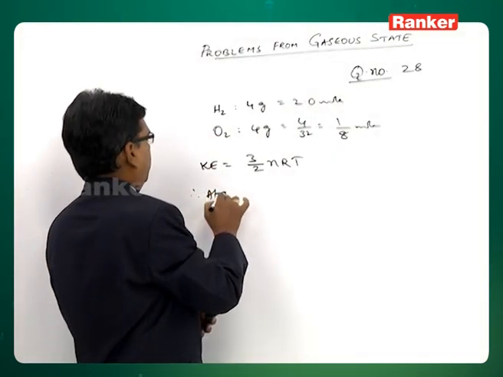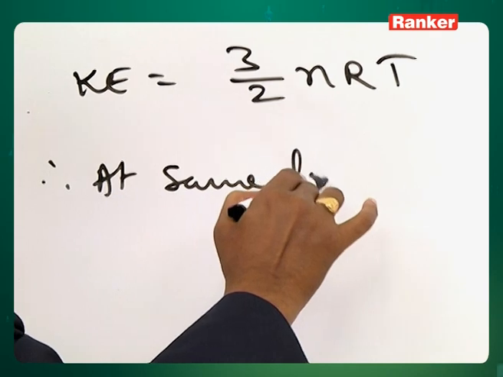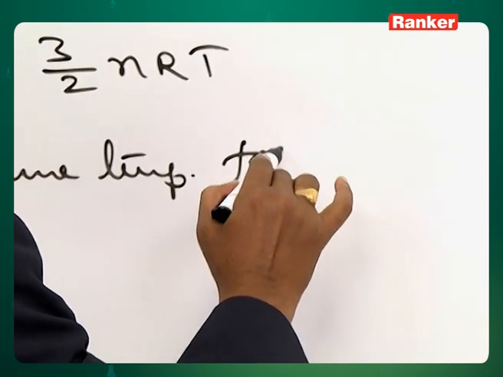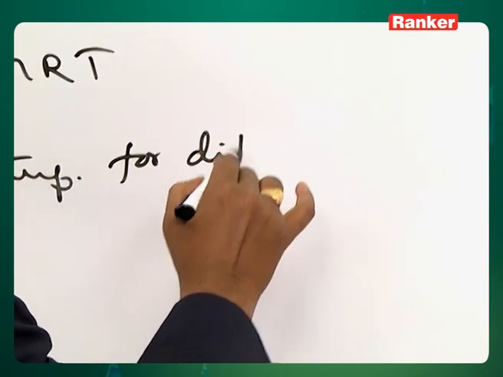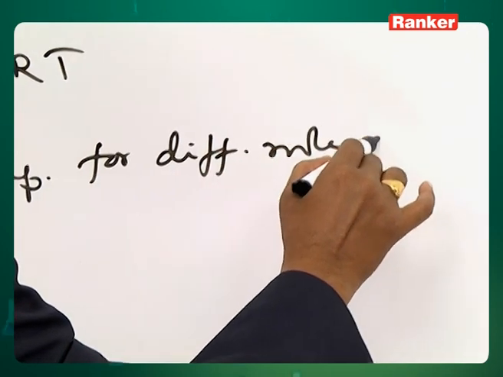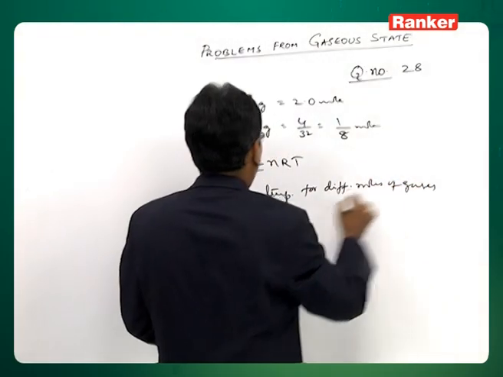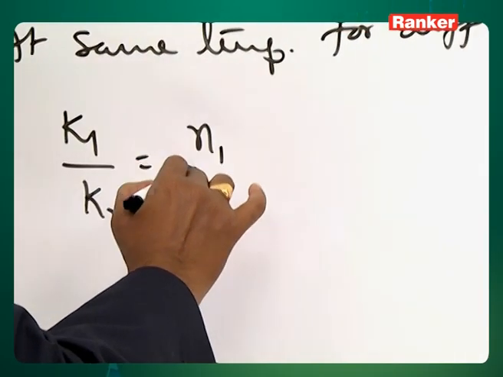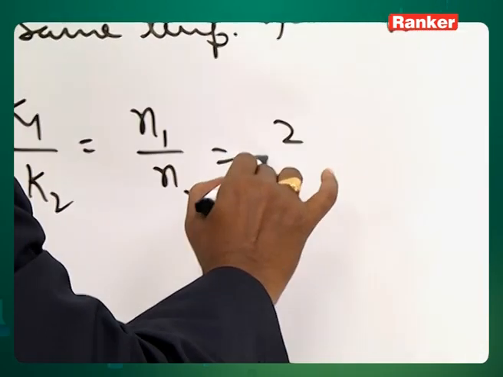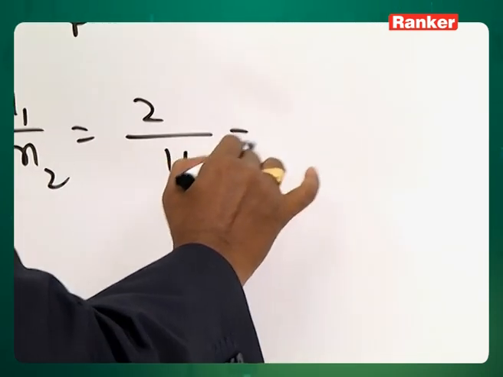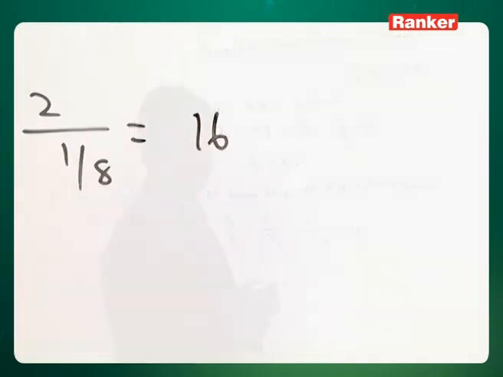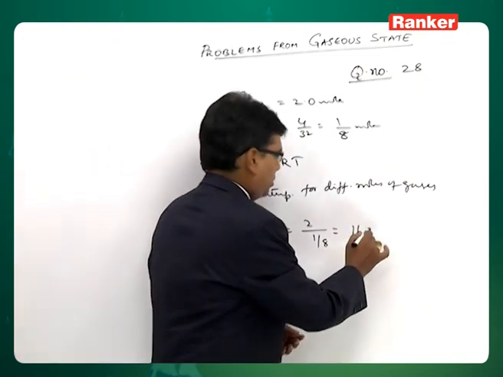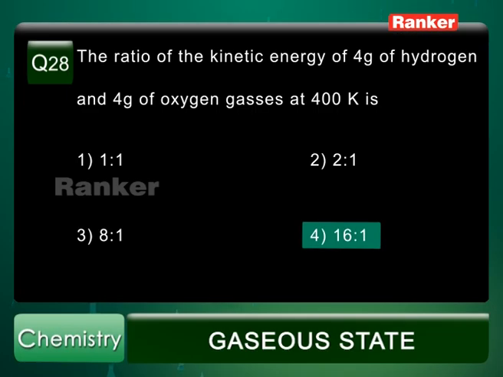Therefore, at the same temperature for different moles of gases, K1 by K2 is equal to n1 by n2. n is 2 by 1 by 8, that is 16:1. So, the correct answer is option 4, that is 16:1.